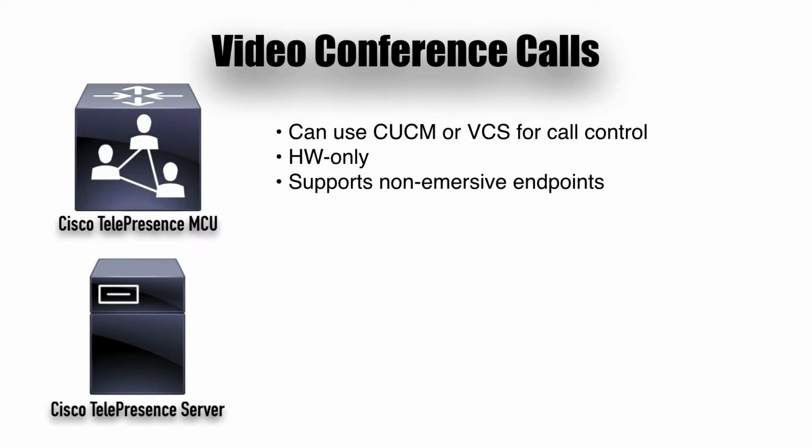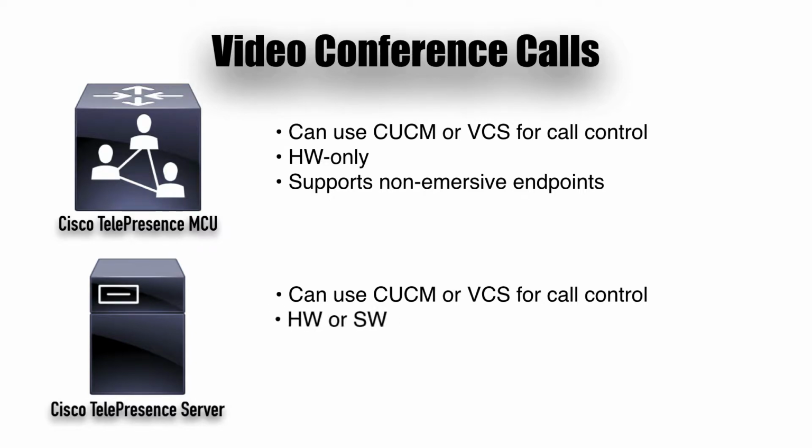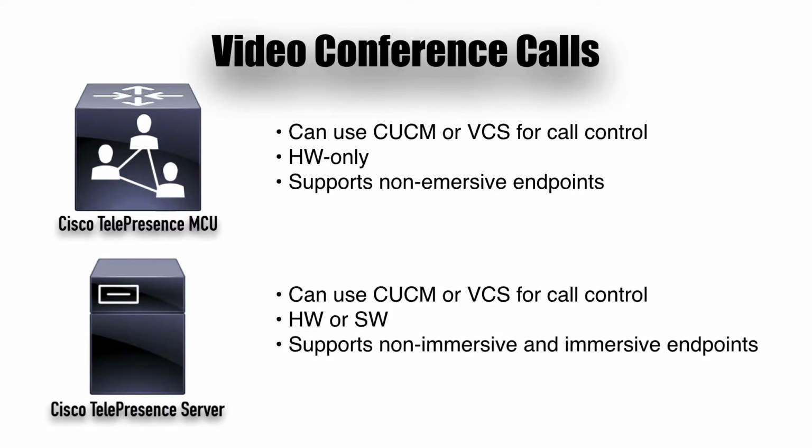IX5000 or the TX9000. And similar to the MCU, the telepresence server, it can use either Cisco Unified Communications Manager or Video Communication Server, VCS, for its call control. Interestingly, though, it's available in a hardware or software solution. Specifically, you can buy telepresence server appliances. You can get the 310, the 320, the 7010, the 8710, or you can have a virtual telepresence server. You can run a telepresence server on a VMware ESXi server. And unlike the MCU, it supports not just non-immersive endpoints, it can support immersive endpoints. The big room systems can be joined together in a video conference.